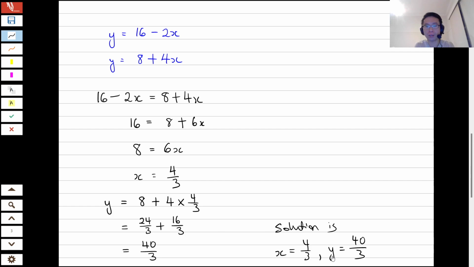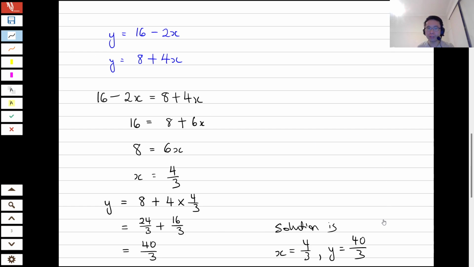Let's check if this is true. 16 minus 8 on 3 is the same as 48 on 3 minus 8 on 3, which gives me 40 over 3. So that's good. This is what we want.